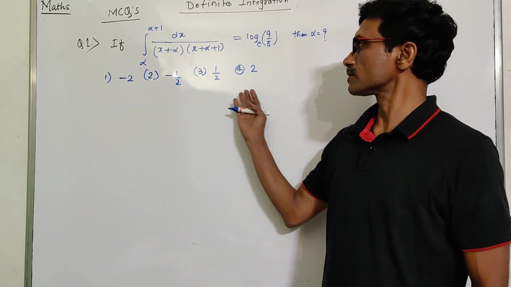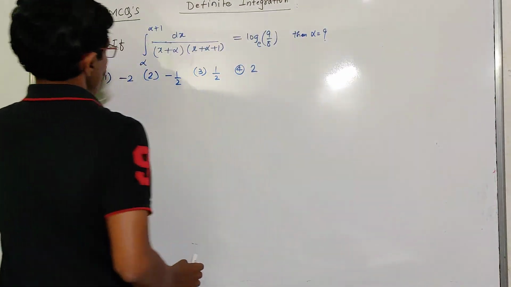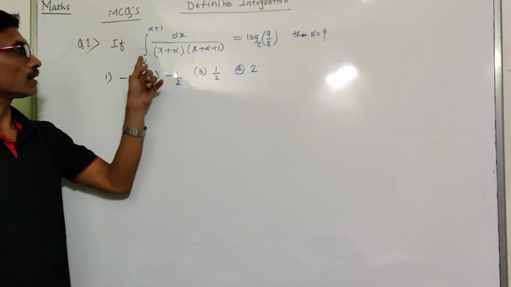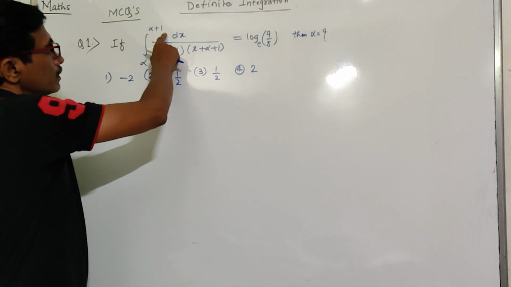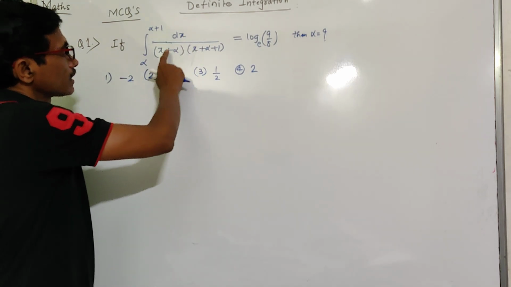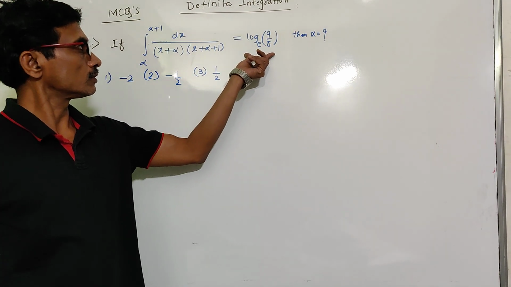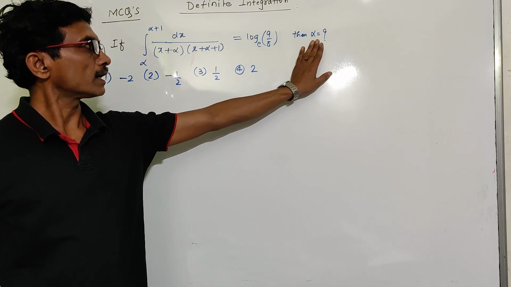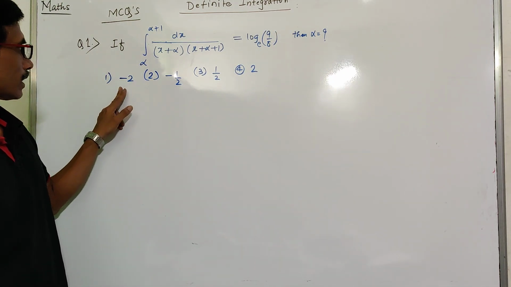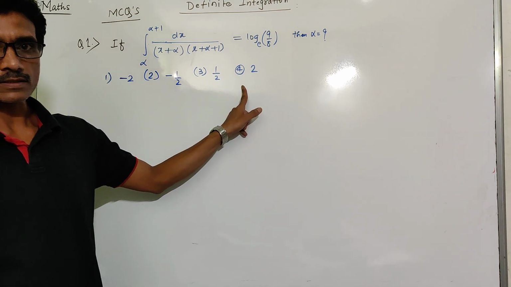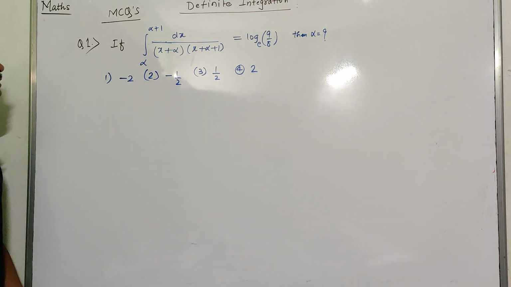So, interesting problems, look at this. If the integral from alpha to alpha plus 1 of dx upon (x plus alpha)(x plus alpha plus 1) is equal to log of 9 by 8, alpha is to be found out. Which option is the correct option?